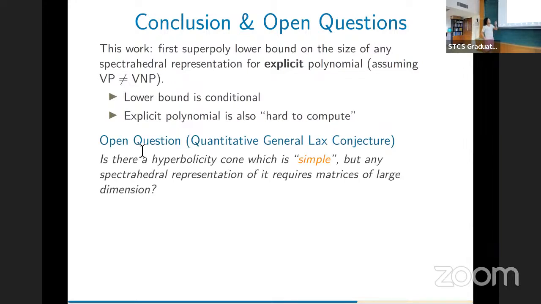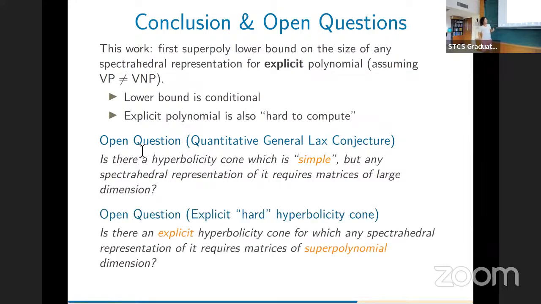And again, we have this open question: we would like a simple, low degree hyperbolic polynomial, a hyperbolicity cone, with really large spectrahedral representations. And then the other question is explicit hyperbolicity cones, just any explicit hyperbolicity cones with super polynomial dimension. But again, it needs to be with low degree.